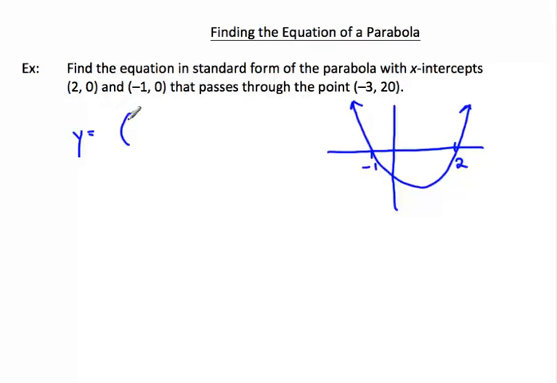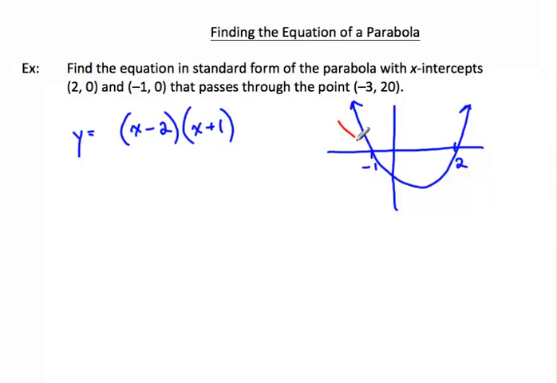For (2, 0) to be an x-intercept, we would need x minus 2 to be part of the equation in x-intercept form. And for (-1, 0) to be the other x-intercept, we would need x plus 1 to be part of the equation. If you look at this equation as it's written right now, you can tell that if you replace y with 0, then you would solve for x being equal to 2 and x being equal to -1. The x-intercepts were given. However, that's not the only parabola that would have those two x-intercepts.